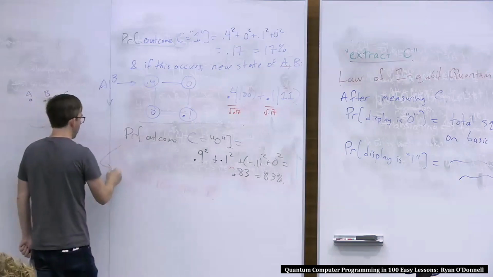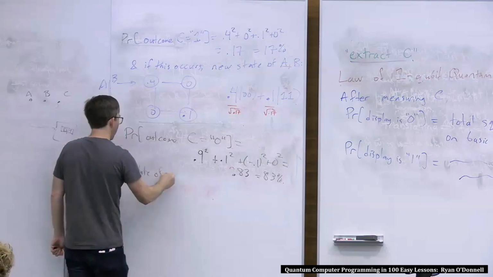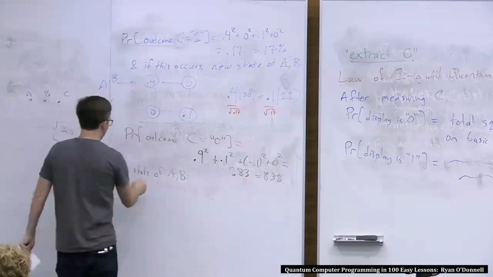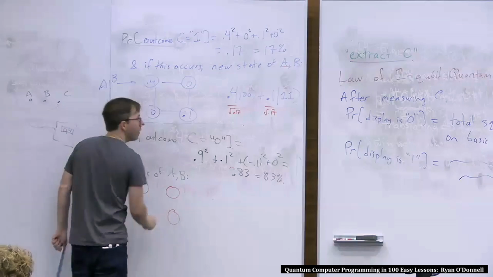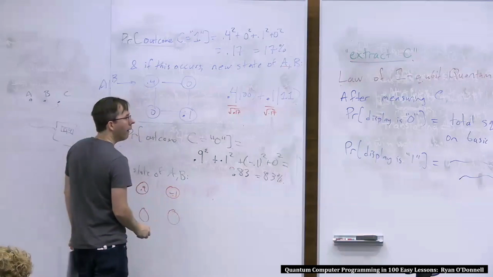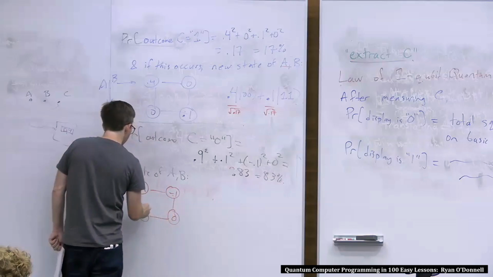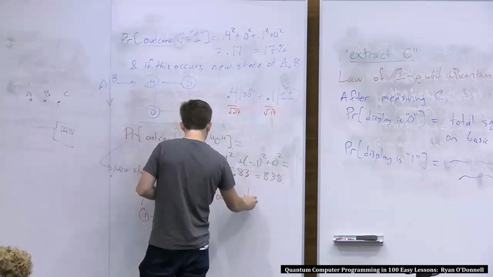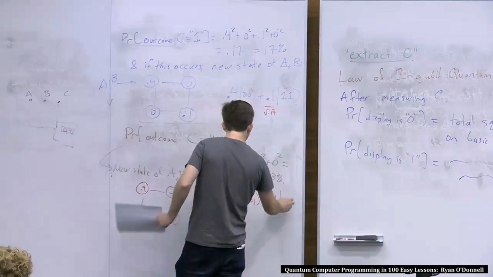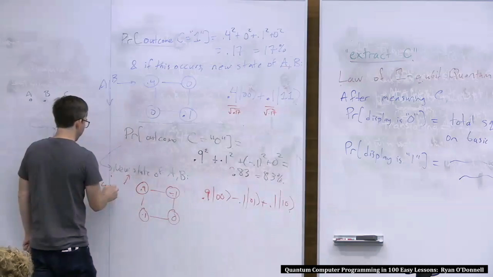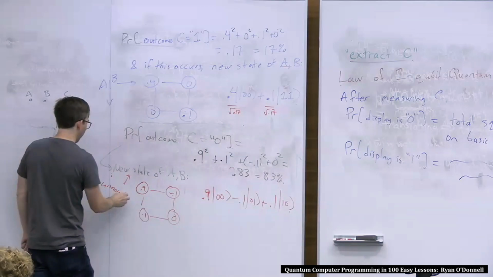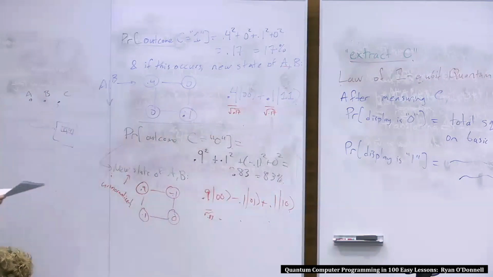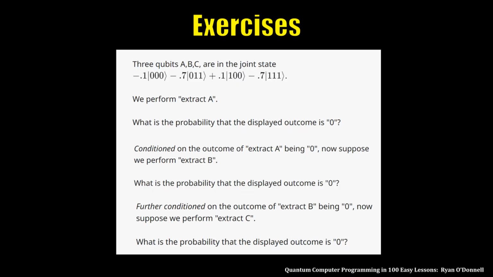And if this happens, the new state of A and B is this picture, the front face: 0.9, minus 0.1, 0.1, 0, which we can write as 0.9 amplitude on 0, 0, minus 0.1 amplitude on 0, 1, plus 0.1 amplitude on 1, 0. This is a new unnormalized state. Okay, so if you like, you can divide it by the square root of 0.83 everywhere, but we won't do that.